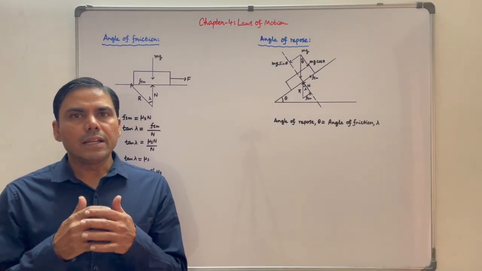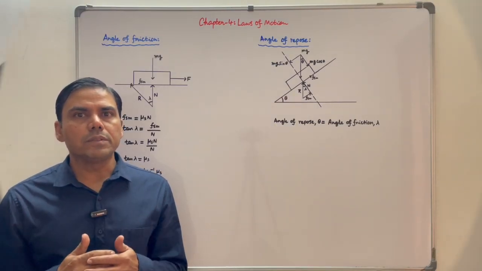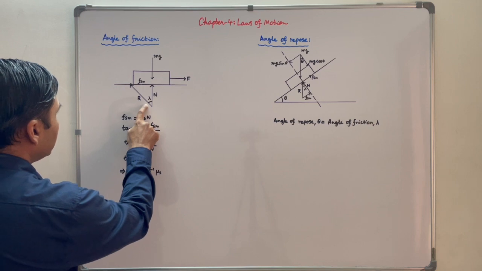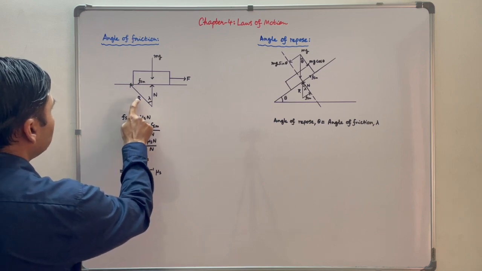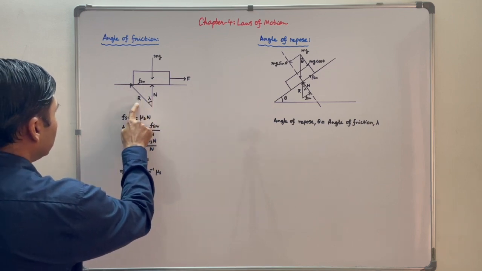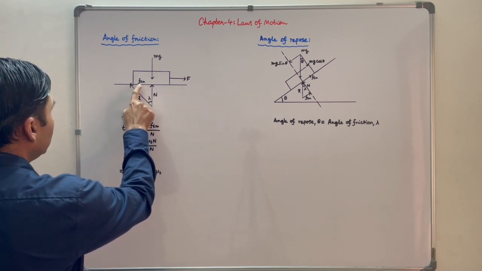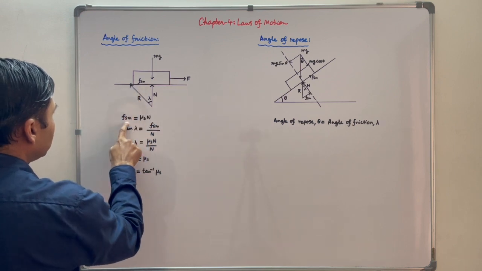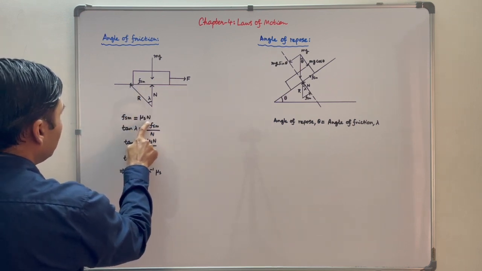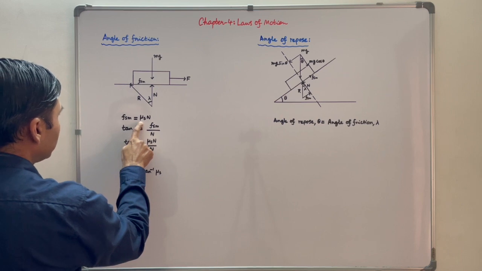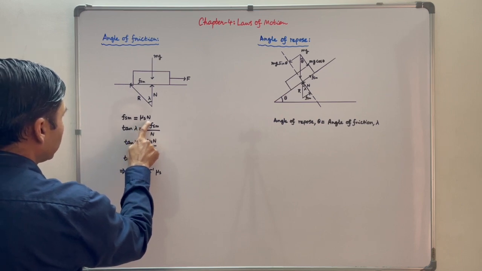Now let us see angle of friction and angle of repose. Angle of friction λ is the angle between vector R and vector N. Vector R is vector sum of normal reaction and limiting friction. Limiting friction is represented by Fsm, and Fsm is equal to μs into N, where μs is coefficient of static friction and N is normal reaction.